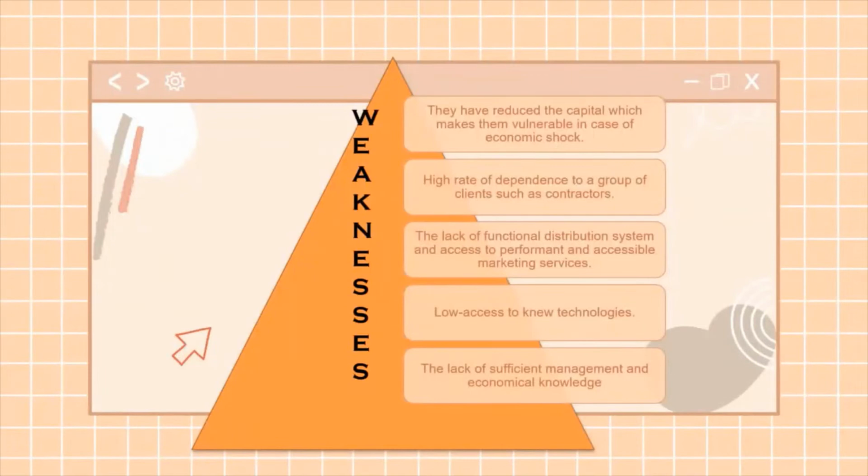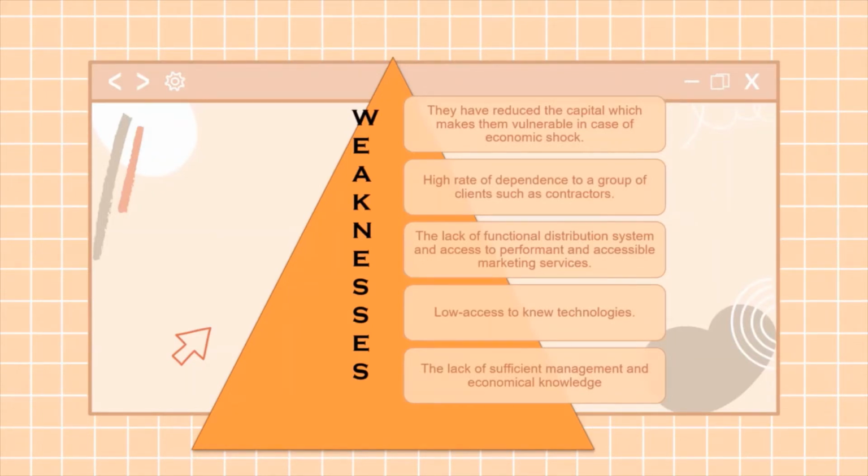Next, let's move to the weaknesses of SMEs. Number 1, they have reduced capital, which makes them vulnerable in case of economic shock, which also means they are at risk of facing many possibilities once the economic shock occurs. Second, a high rate of dependence on a group of clients such as contractors.